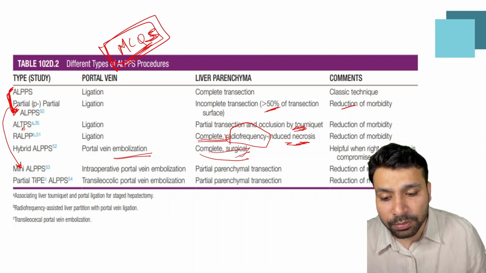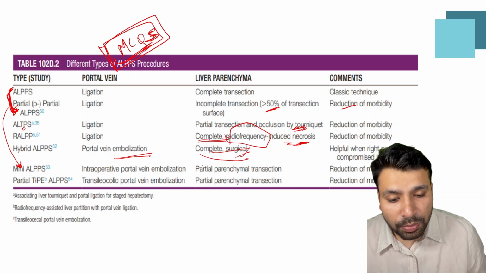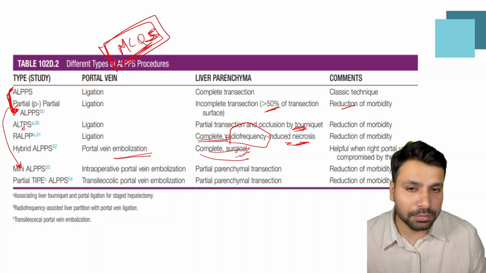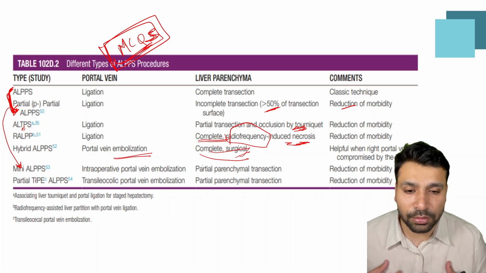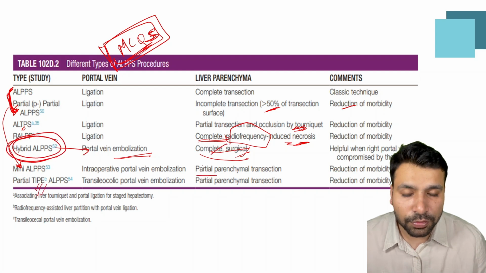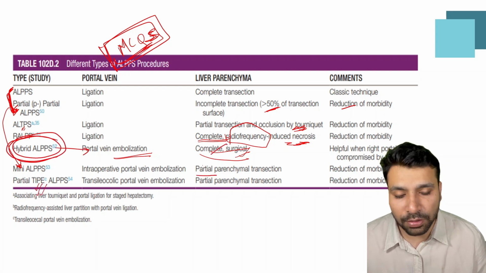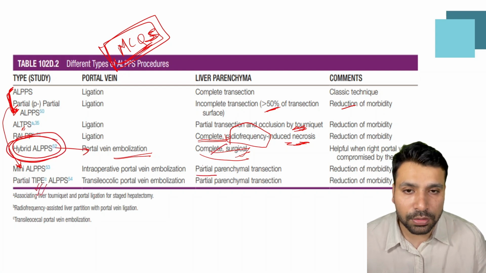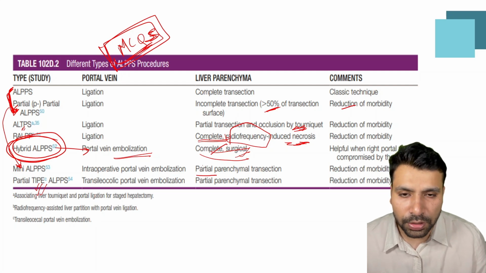But mini ALPPS, sorry, mini is very mini. So partial transection, but hybrid, complete transection. See, that's how I remembered it. I know I must be sounding confusing in between, but you have to formulate something so as to remember it in your exam. And this slide will get you MCQs. So go through it once or twice, you will get the gist of it.